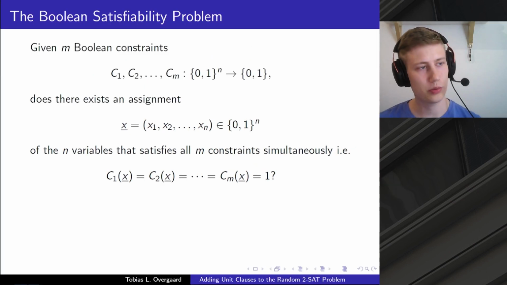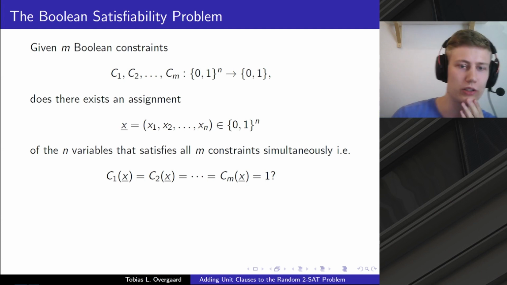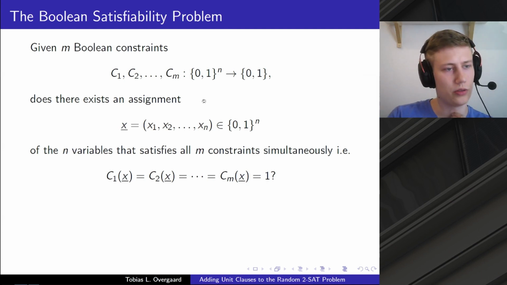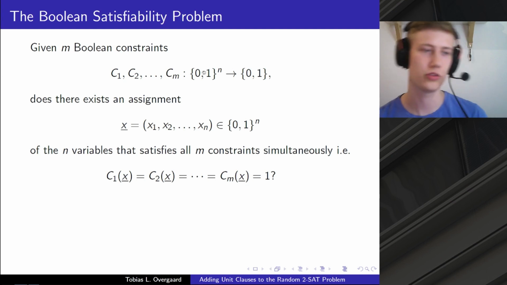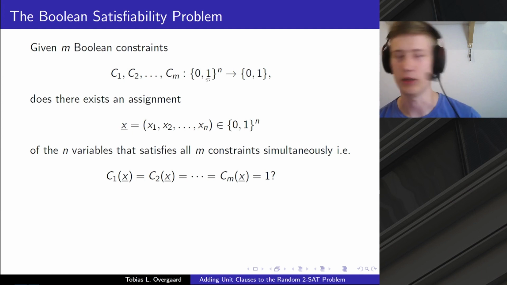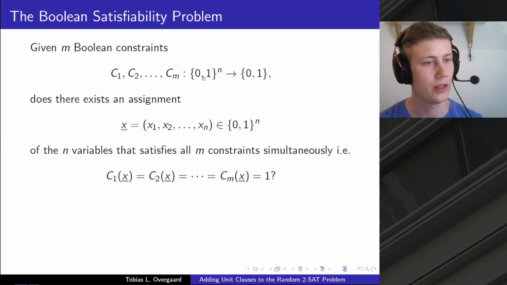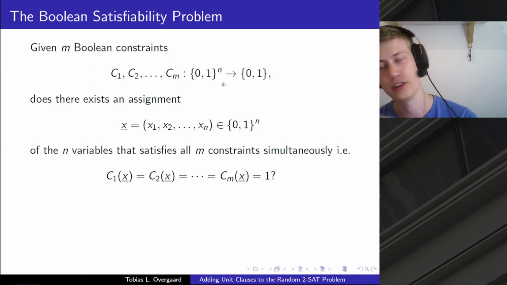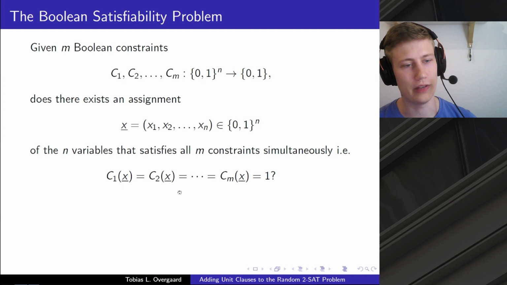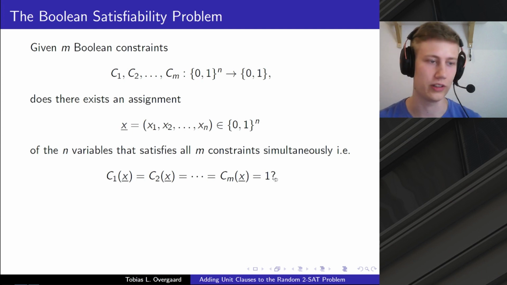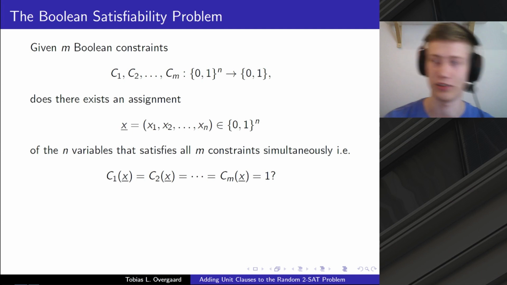So I would like to present this problem from computer science. It's called the Boolean satisfiability problem, a quite well-known problem. The statement is we have m Boolean constraints, and when I say Boolean, I mean we have these two values, 0 or 1. We think about it as false and true. So we have m constraints, and formally these are functions, and the goal is to have all functions evaluate to 1. We say that the constraints are satisfied in this case.